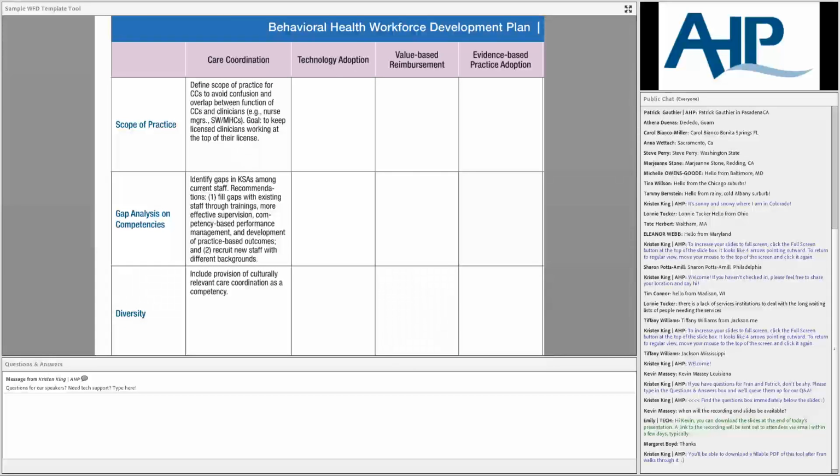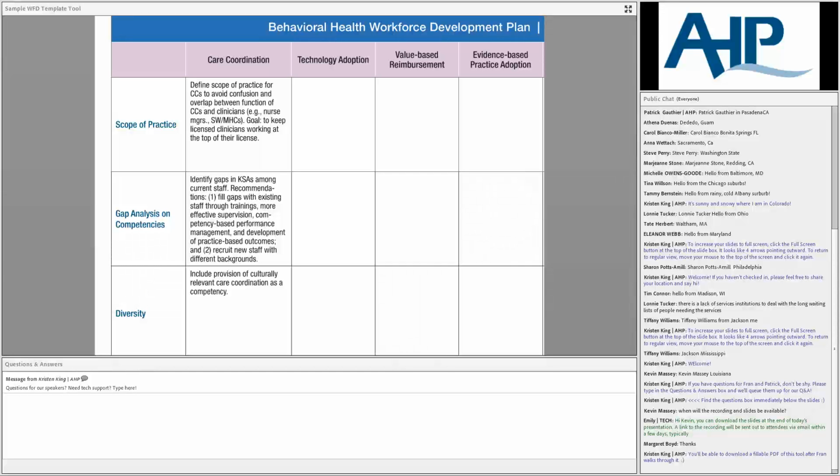So we also use this information to develop a scope of practice that would differentiate between what care coordinators do and what clinicians do, to avoid the confusion between the 2 roles so that clinicians would be working at the top of their license.